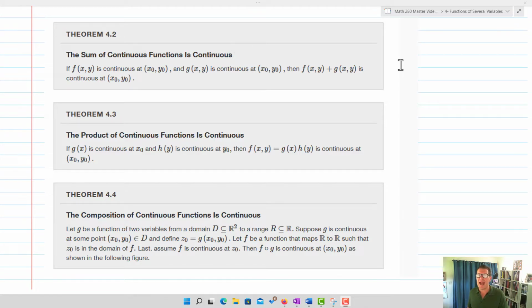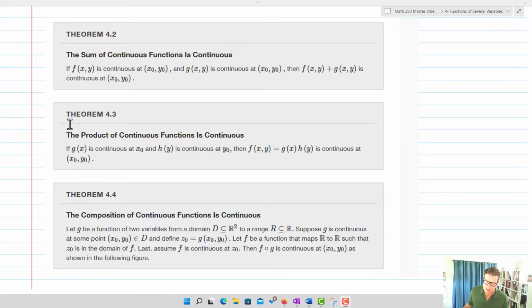One is that if we add together two continuous functions, we get a continuous function. That's the first one, so that might end up coming in handy as we do more theorem work. Two, the product of continuous functions is continuous. We can multiply two continuous functions together and get another continuous function, and it will still be continuous at the same point, (x naught, y naught). And then also, the composition of continuous functions is continuous as well.